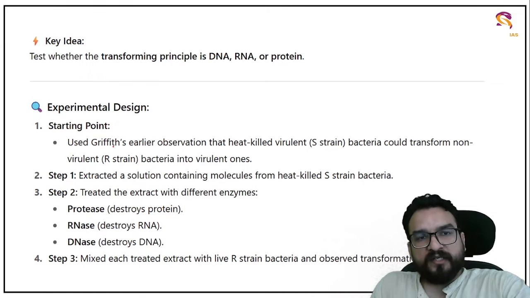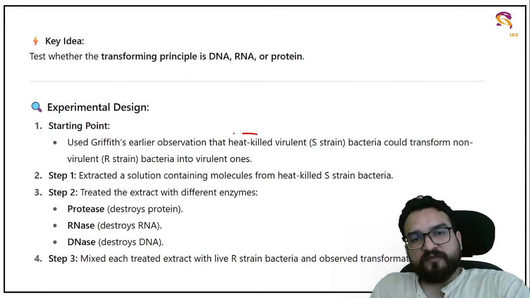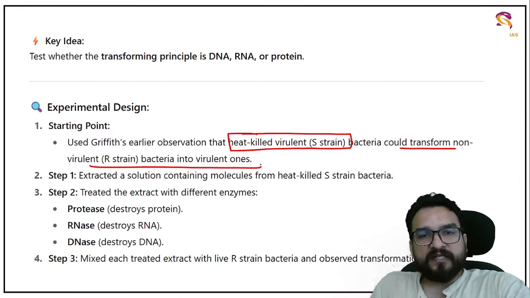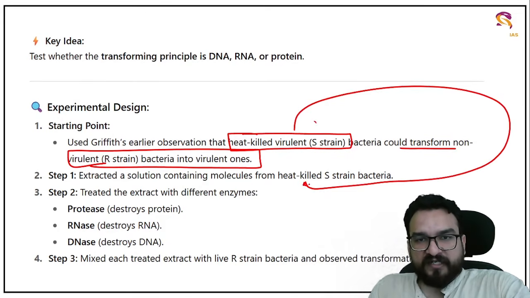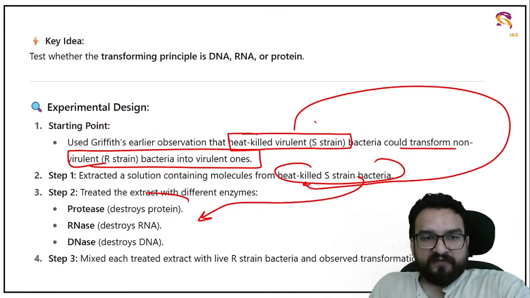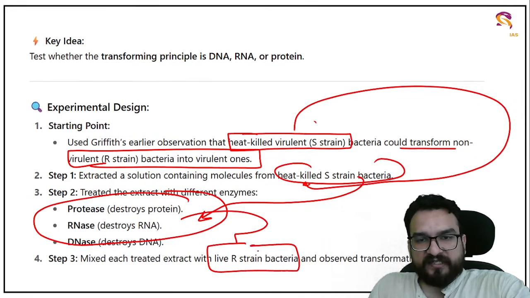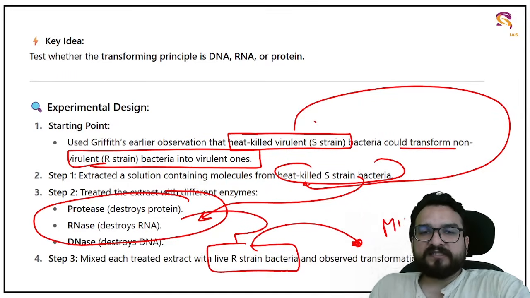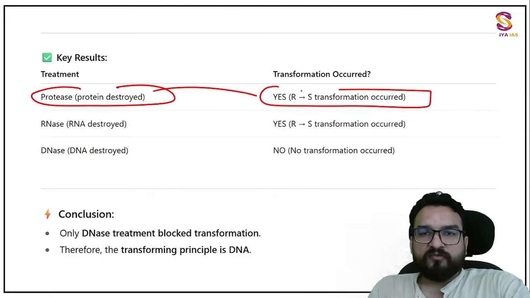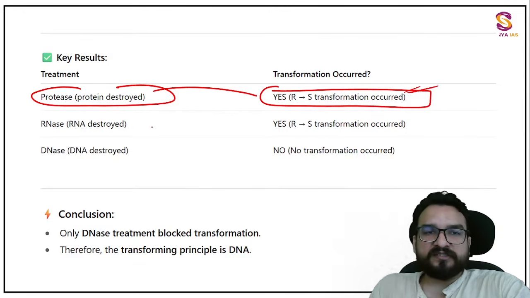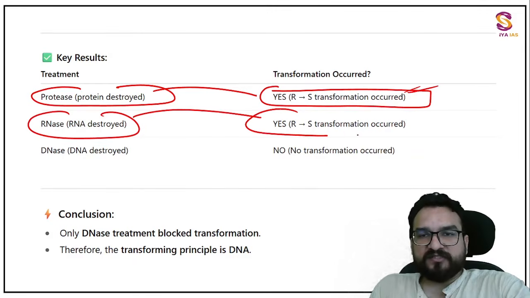What they will be doing? They will be using the Griffith's earlier observation that heat-killed virulent S bacteria could transform non-virulent bacteria into virulent ones. So they will be taking one strand of heat-killed S-strain bacteria and will be giving these particular enzymes and then mixing with the live R-strain bacteria and then observing it in mice. What is going to happen over here? Protease, protein destroyed. This disease passed? Yes, it passed. RNAs, this disease passed, transformation occurred.